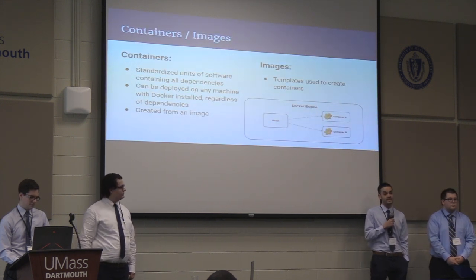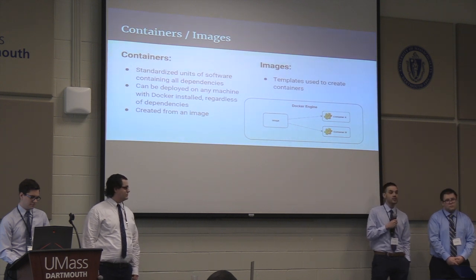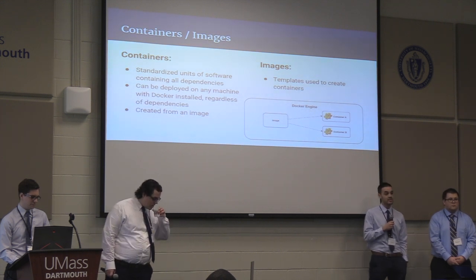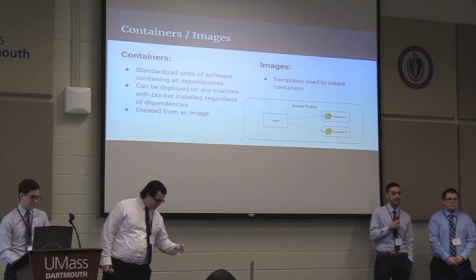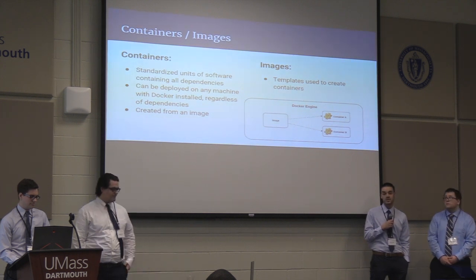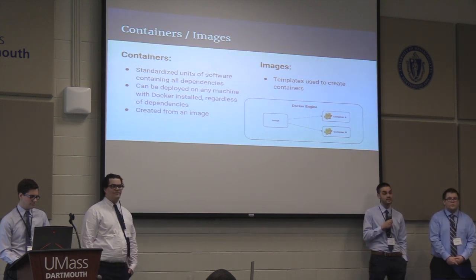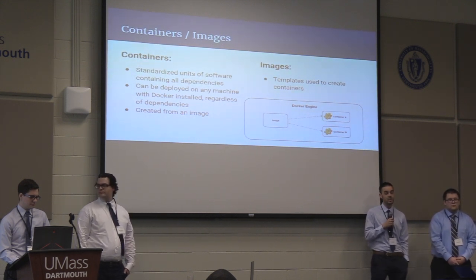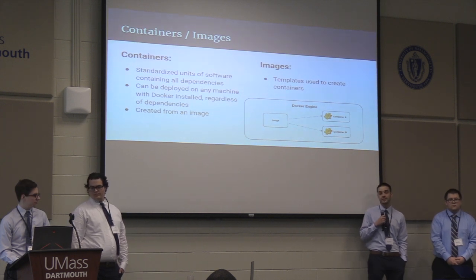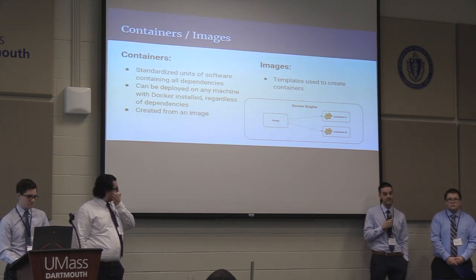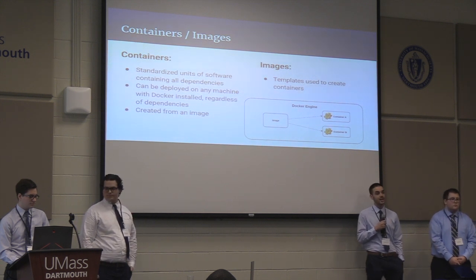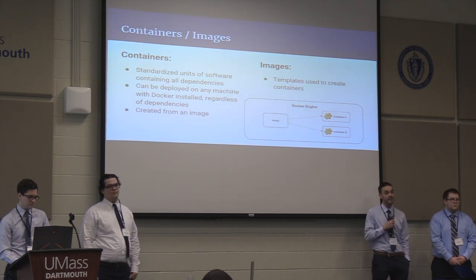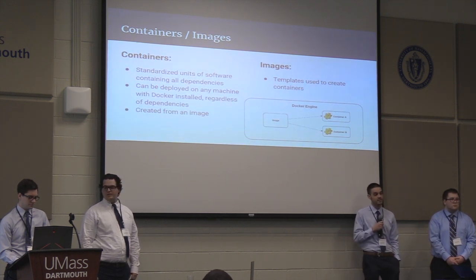So just to elaborate on what a container actually is, it's a standardized unit of software containing all of its dependencies. So essentially, a container is an application and environment all packaged as one. A container can be run on any host machine, provided that that host machine does have Docker installed and running on it. A container is created from an image, just being a template used to create a container. The diagram on the screen now depicts the relationships between images and containers. First thing we want to point out is that an image must exist before a container can exist. We also want to show that multiple containers can be created and exist simultaneously from a single image.